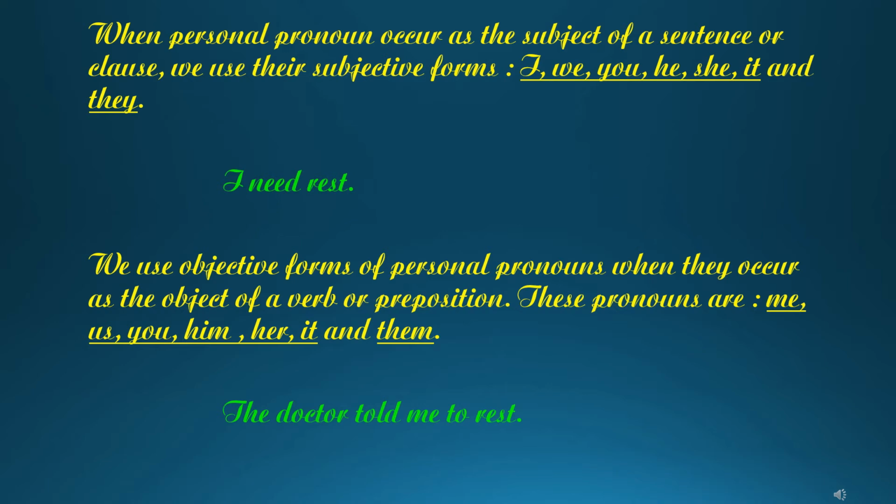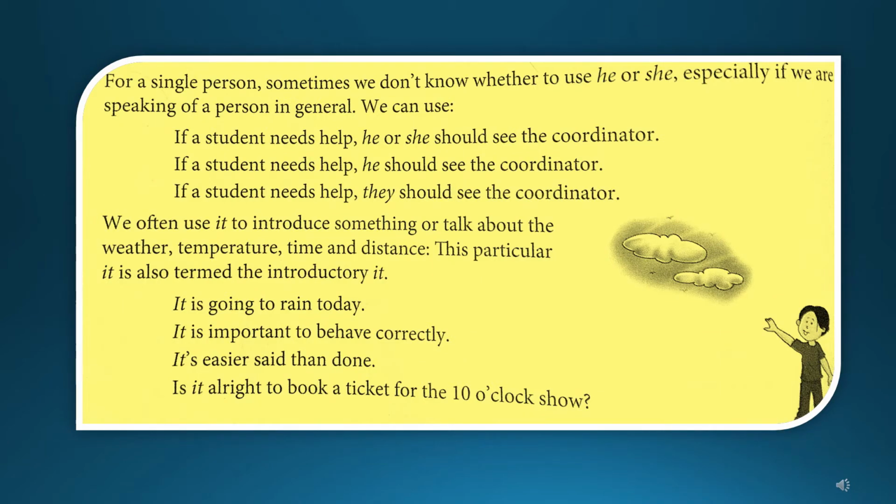We use objective forms of personal pronouns when they occur as the object of a verb or preposition. These pronouns are me, us, you, him, her, it, and them. Example, the doctor told me to rest. Me is the object of the verb told. For a single person, sometimes we don't know whether to use he or she, especially if we are speaking of a person in general.